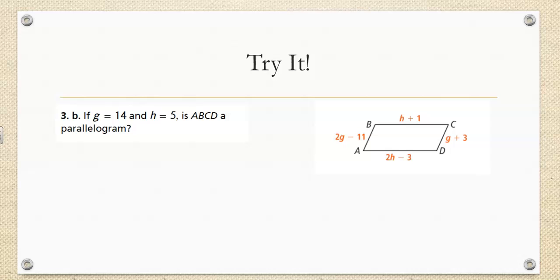This is our last one for today. I want you to try this one. If G is 14, so I'm just going to write down here, G is 14, H is 5. Is it a parallelogram? You have a couple options. You could set up like we did before, set up the two sides equal and solve for yourself and see if you get the same numbers. Or you could just substitute them in and see if it works. Try it.